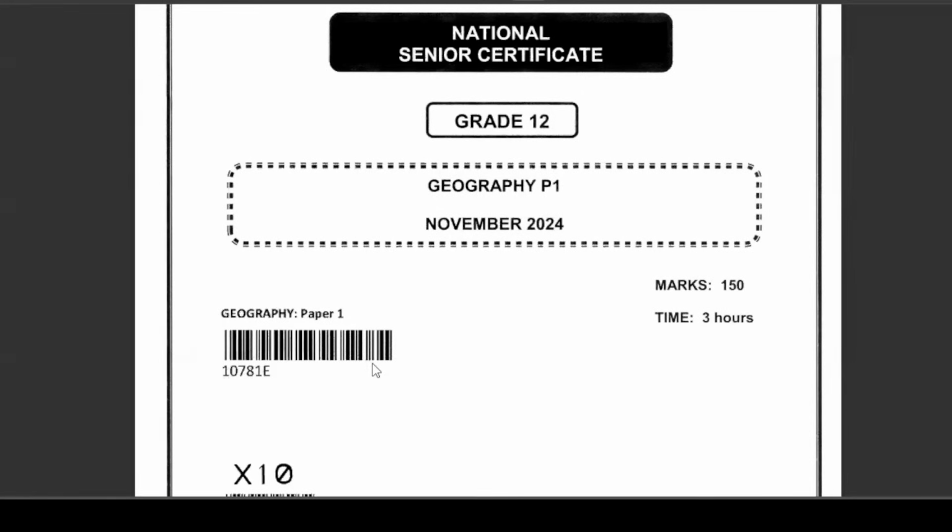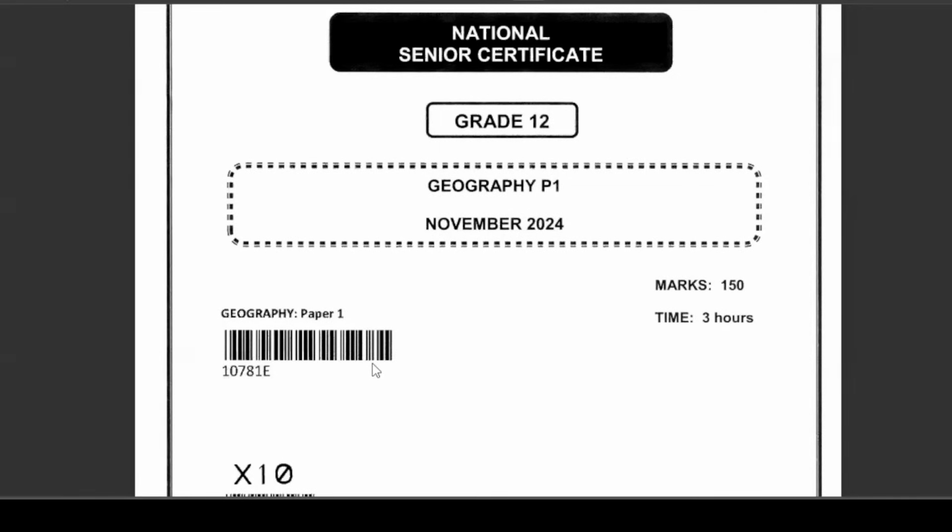Welcome to the memo discussion for Geography Paper 1, final paper for November 2024. Right, we are going to quickly discuss through the paper and figure out the possible responses that are relevant to the given set of questions.